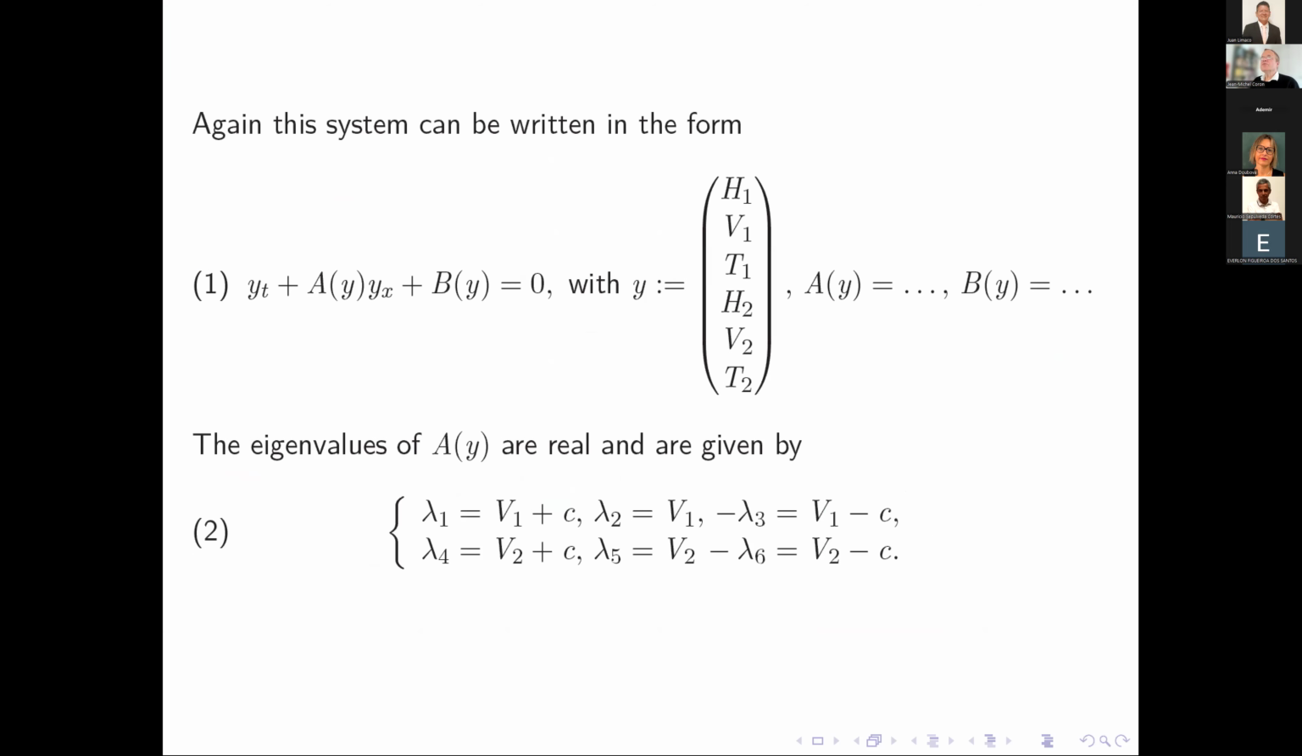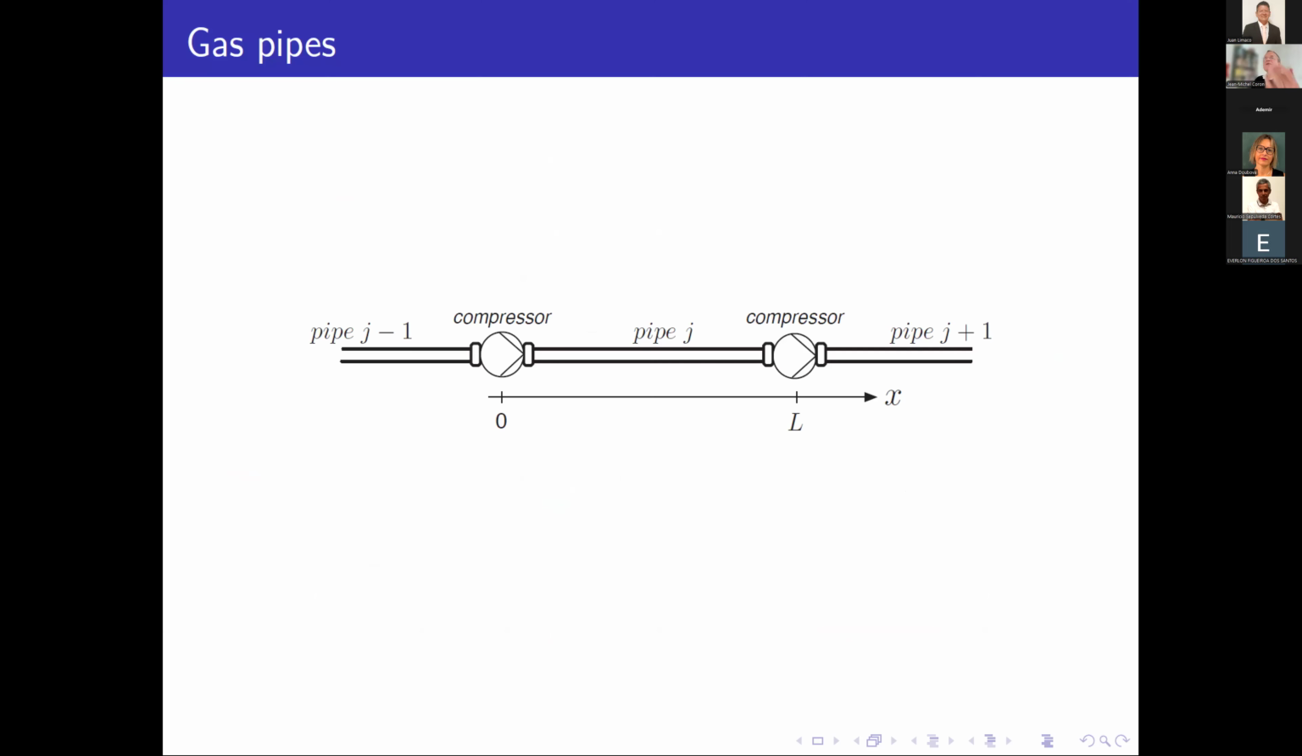And if you compute what is A(y), and compute then the eigenvalues of A(y), you find the eigenvalues which are given by 2. So then you have 4 eigenvalues which are positive, and 2 which are negative, but they are real. So there are many other examples.